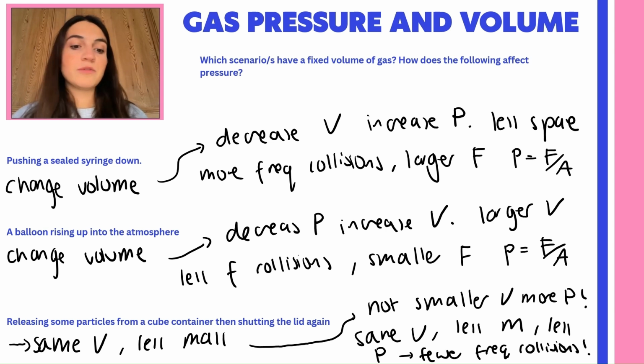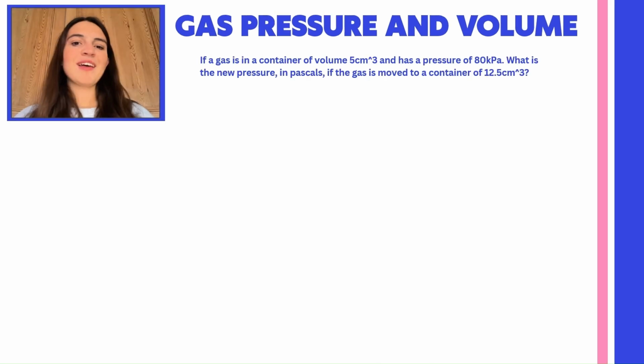This one's the most confusing example because it's not really to do with your volume and your pressure here at all. You kept your volume the same, you actually changed the mass of your gas, which will affect your pressure as well. Okay, time to look at a Boyle's law example.